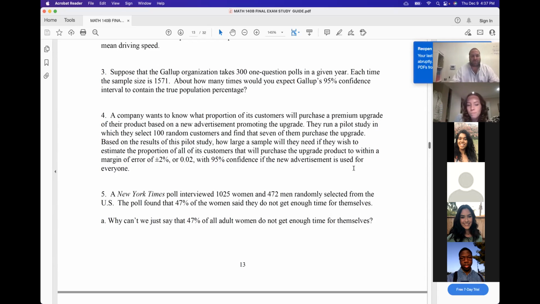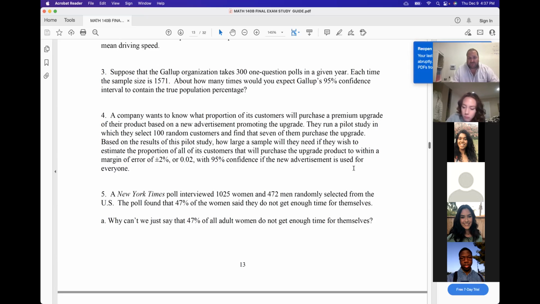Okay, so a company wants to know what proportion of its customers will purchase a premium grade of their product based on a new advertisement promoting the upgrade. They run a pilot study in which they select 100. N equals 100. They just gave me some information. N equals 100, and find that 7 of them purchased an upgrade. So X is equal to 7. Number of successes is 7.